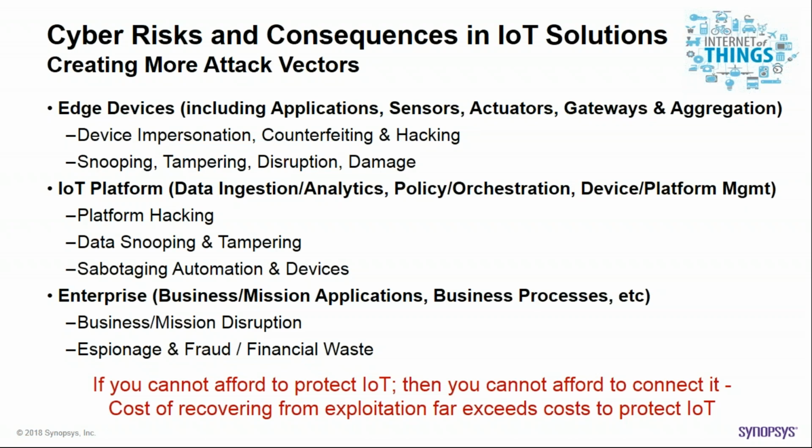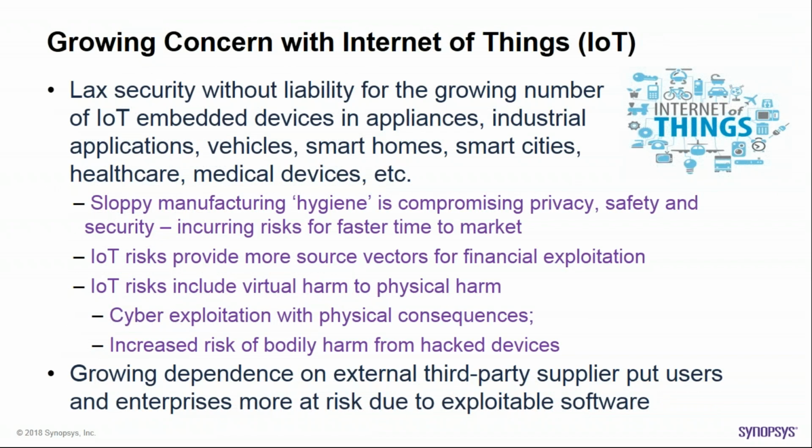And we're finding a lot of people making arguments, but it's a very inexpensive device, so why should I spend a lot of resources on protecting it? It's because those devices now have access to the things that you really care about. So again, the cost of recovering from exploitation far exceeds the cost to protect IoT. And we're seeing further evidence of the fact that there's lack of security without liability, and the growing number of IoT embedded devices in everything that we have, from applications to smart homes, smart cities, healthcare, medical devices. All of this is now software-enabled, software-controlled.